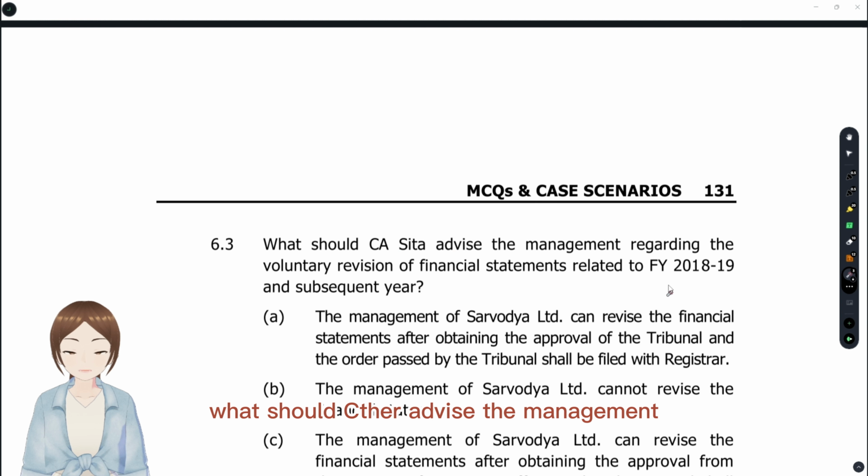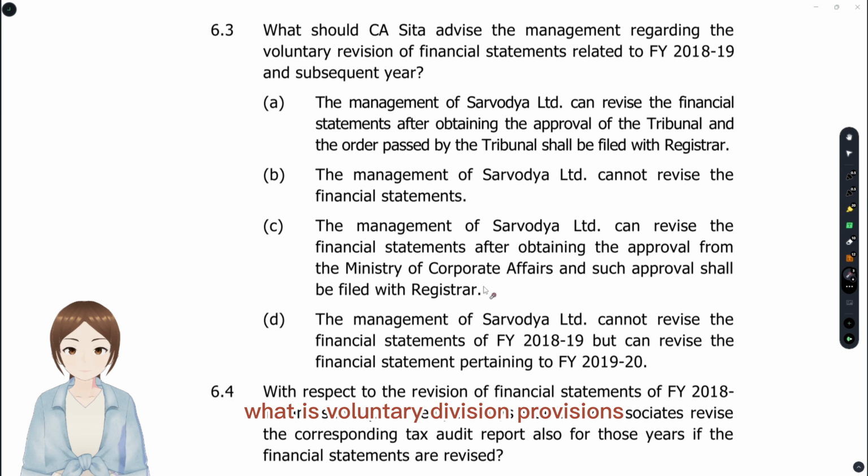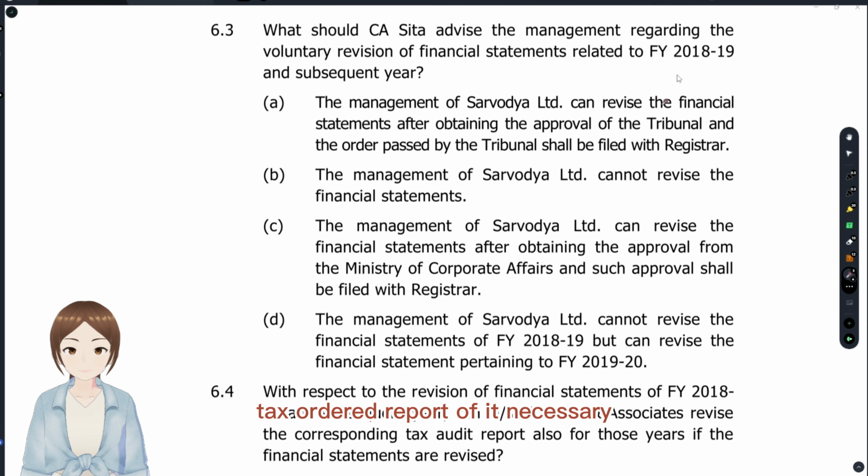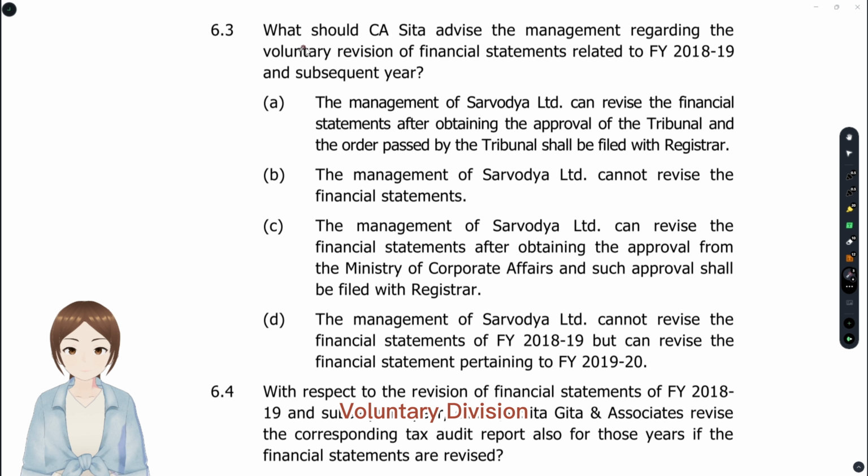What should Sita advise the management regarding the voluntary revision of financial statements? What are the voluntary revision provisions? The company cannot voluntarily revise its accounts, but if it applies to the tribunal, the company could revise any of the previous 3 years' financial statements. The tribunal approval should also be submitted to the ROC. Then, for those revised financial statements, the auditor should also give a revised tax audit report if necessary. These are all the provisions with regard to voluntary revision.